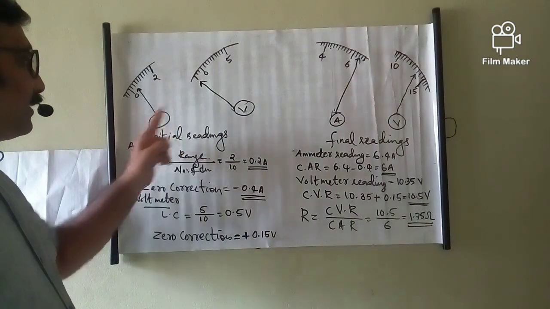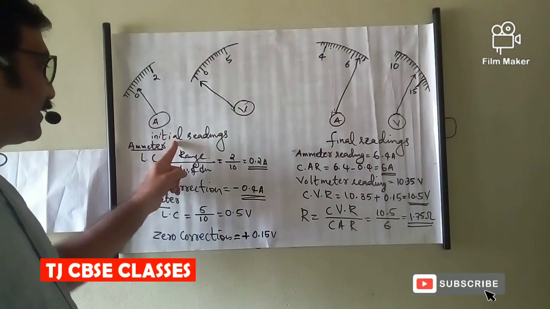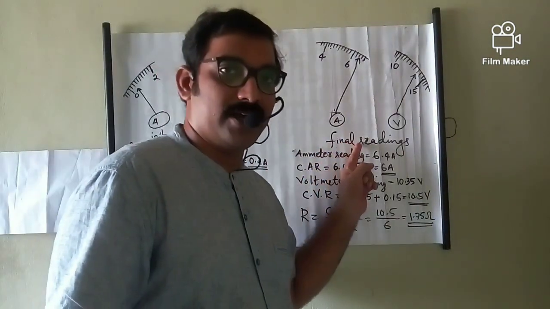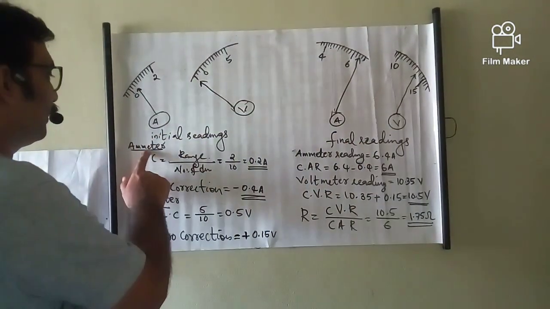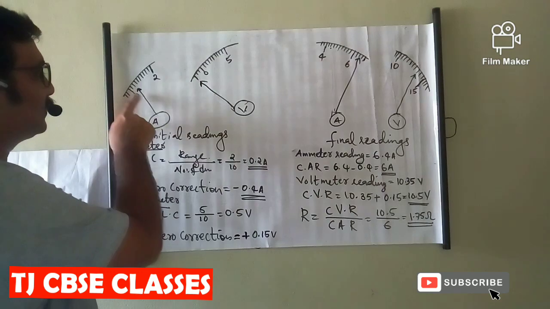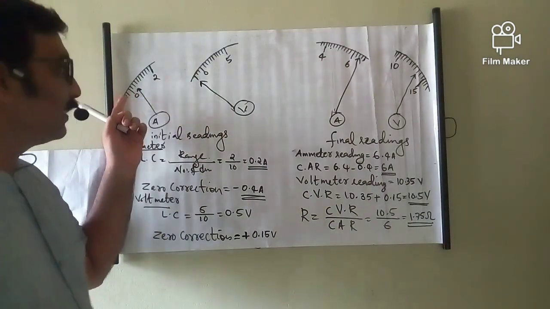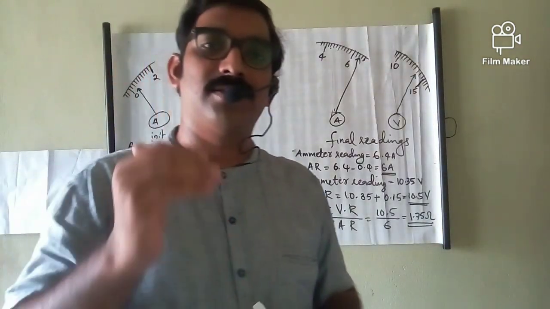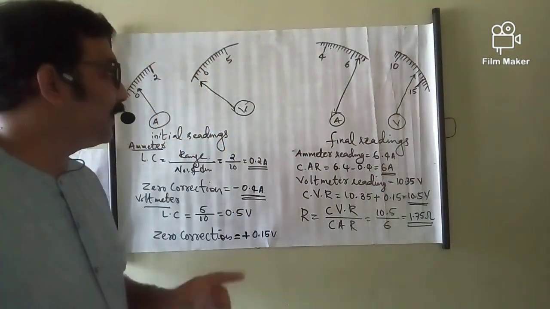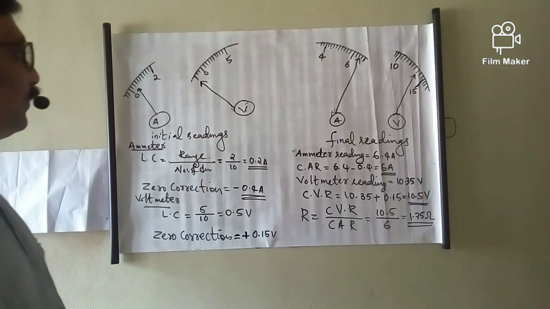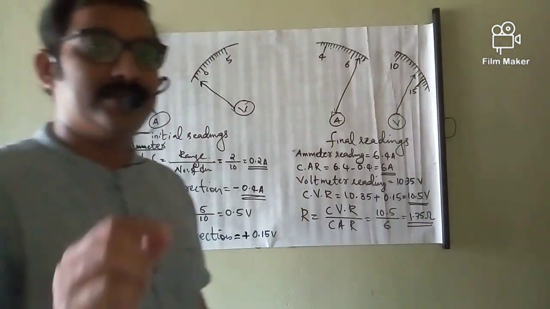Here the ammeter and voltmeter initial readings and final readings are given on the board. In the initial reading, the ammeter needle does not coincide with zero, and the voltmeter also does not coincide with the zero reading. So first of all we should correct that error.